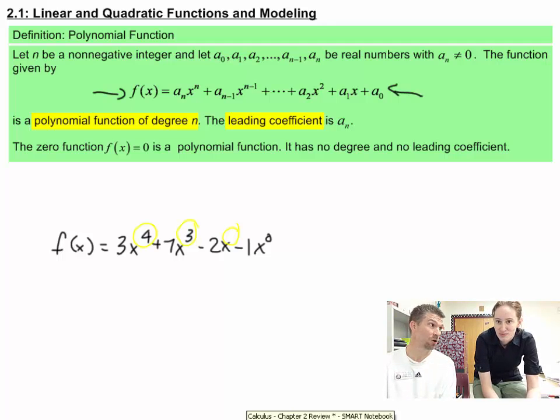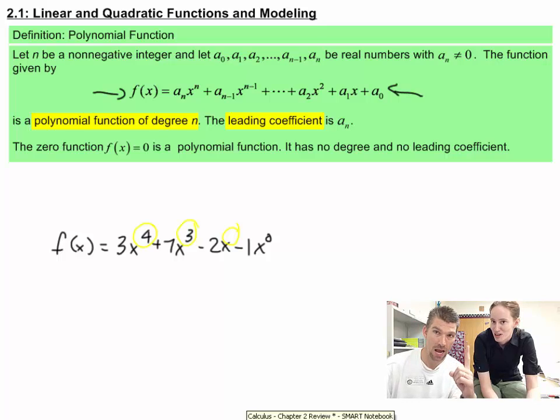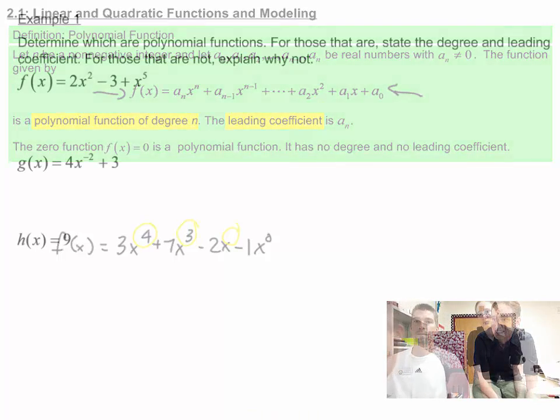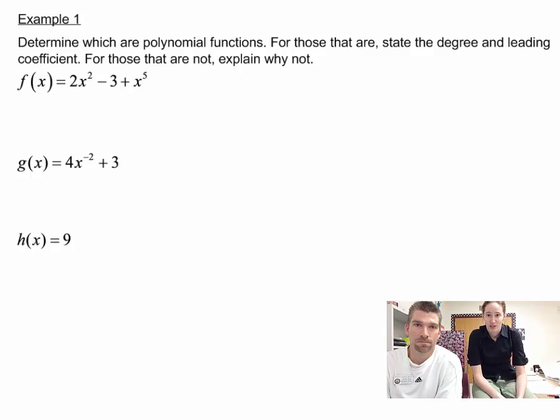Your dead grandma to the 0 power? I don't have a dead grandma. I do. That's awkward.